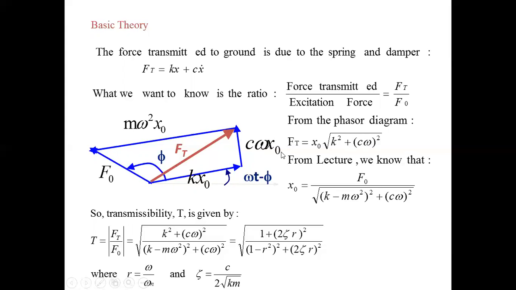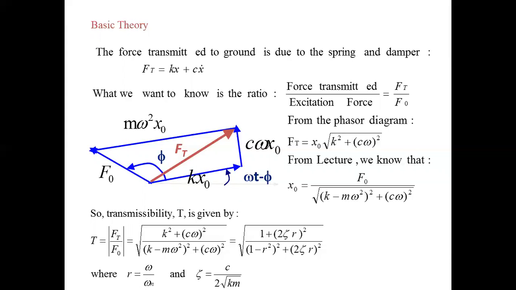So we can get Ft is equal to x0 under root k square plus c omega square. From now we know that x0 is equal to Fo divided by under root (k minus m omega square) whole square plus c omega square. So we can find the transmissibility of the system, what amount of force can be transmitted.